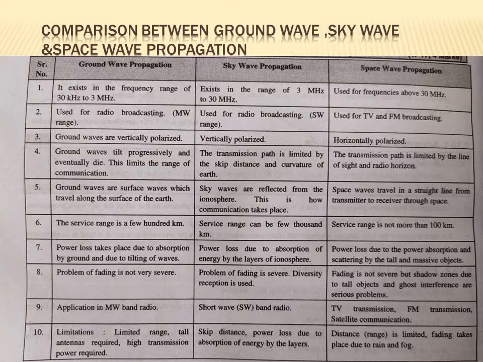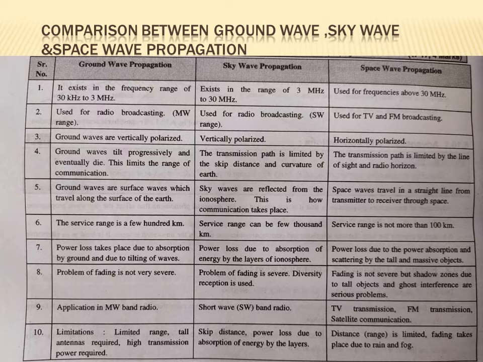Next point is the transmission path. Ground waves tilt progressively and eventually die. This limits the range of communication. For the sky wave propagation, the transmission path is limited by the skip distance and curvature of earth. For the space wave propagation, the transmission path is limited by the line of sight and radio horizon.